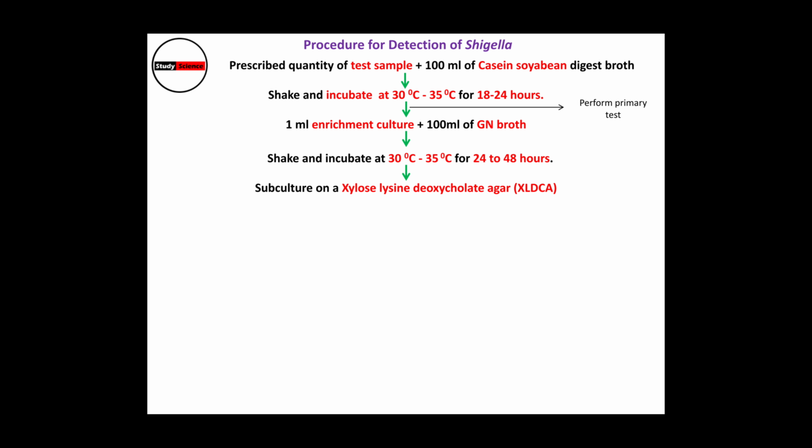Then subculture on xylose lysine deoxycholate agar media and incubate the plates at 30 degrees Celsius to 35 degrees Celsius for 24 to 48 hours and observe the colony characteristics.